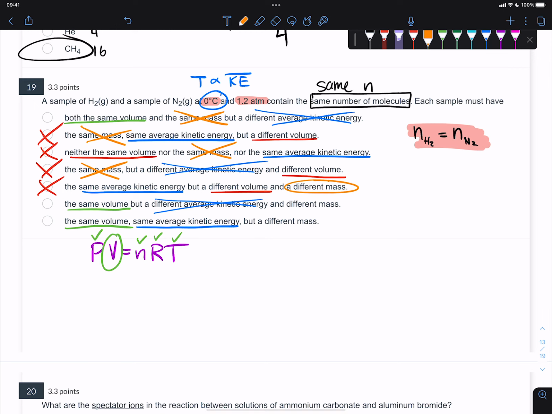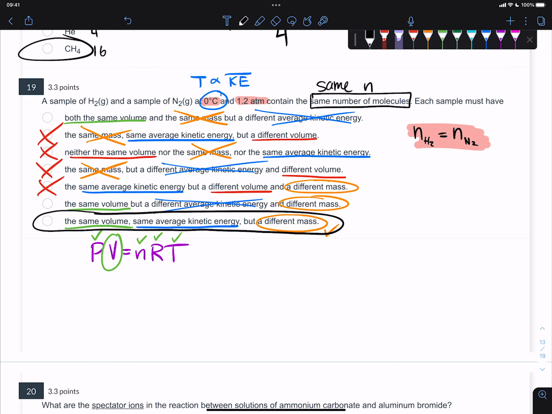Different mass, that's looking good so far, but that answer is overall false, right? Different mass, that's good. So the answer is going to be the last one. They have the same volume, the same average kinetic energy, but a different mass.